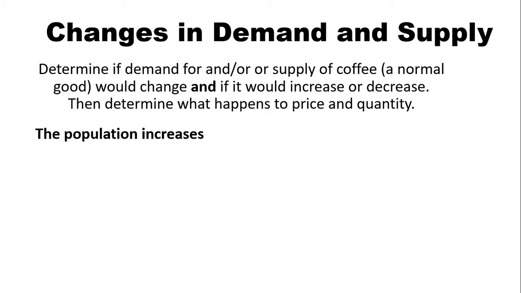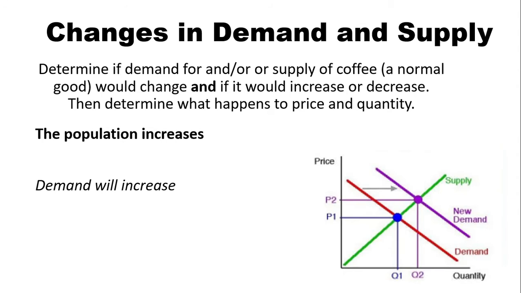Okay, so the next one is population increases. Now, population is going to be on the demand list. So demand increases if population increases. If demand increases, it shifts to the right. So price is going to increase and quantity is going to increase.